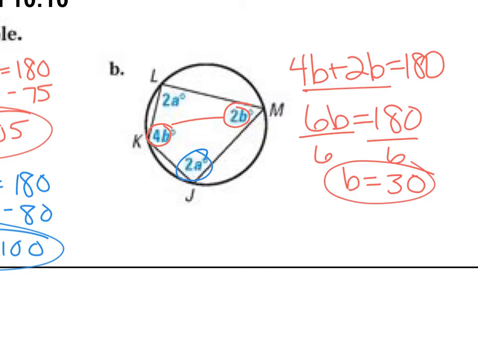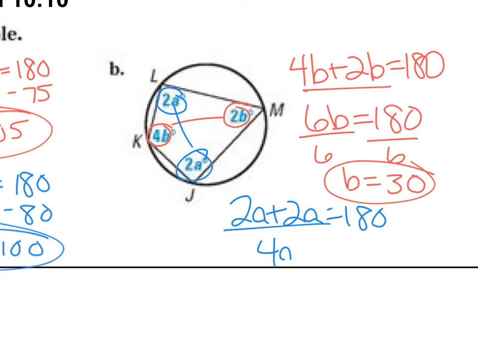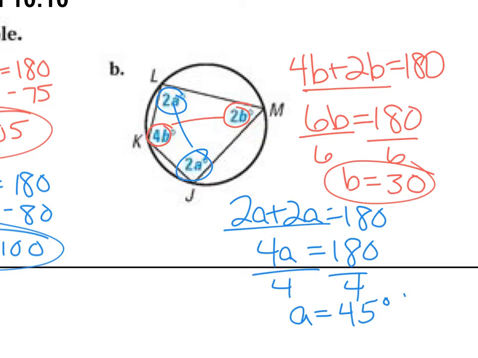Again, do the same thing with the opposites. 2a plus 2a equals 180. Combine to get 4a. Divide both sides by 4. And you will get a equal to 45 degrees.